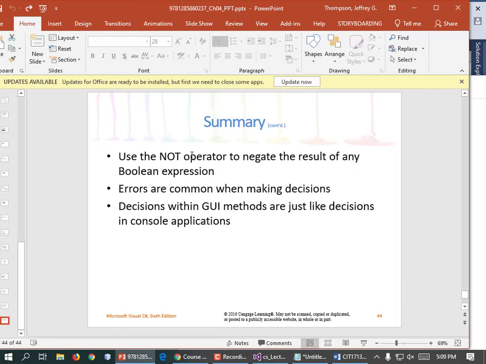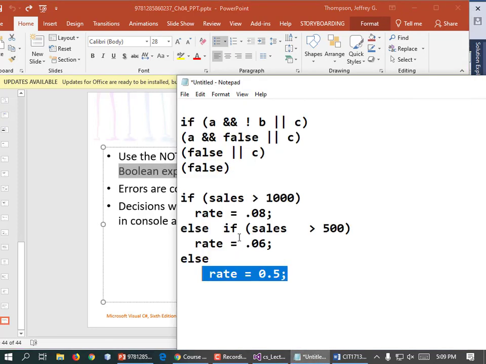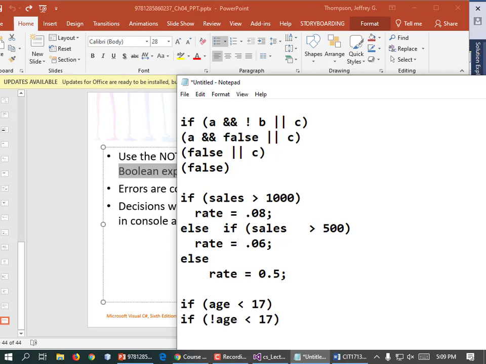So, lastly, use the not operator to negate a Boolean expression. Negate means just take the opposite of it. So if something is true, it turns it to not, false. Vice versa. If you have if age less than 17 and that evaluates to true, then if not age less than 17 would evaluate to false. So if age is 10, then this would evaluate to true, and this would evaluate to false.